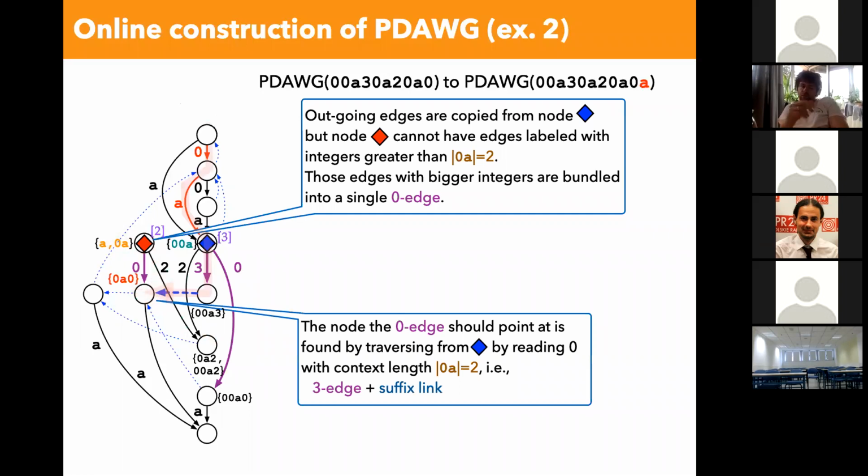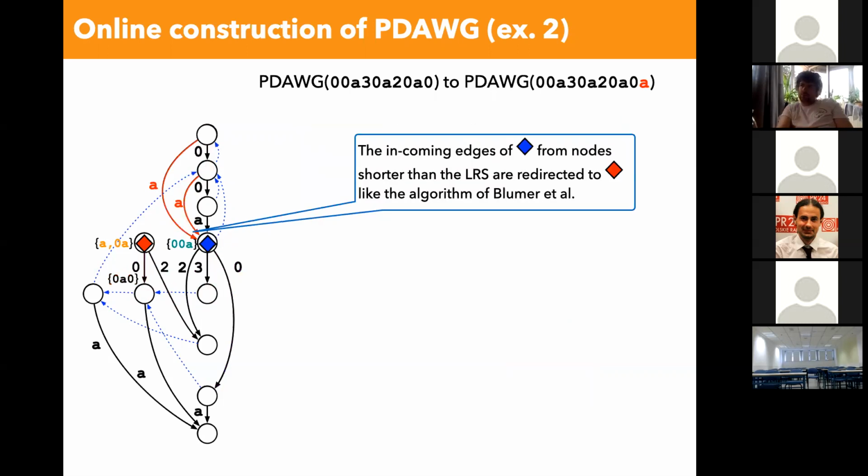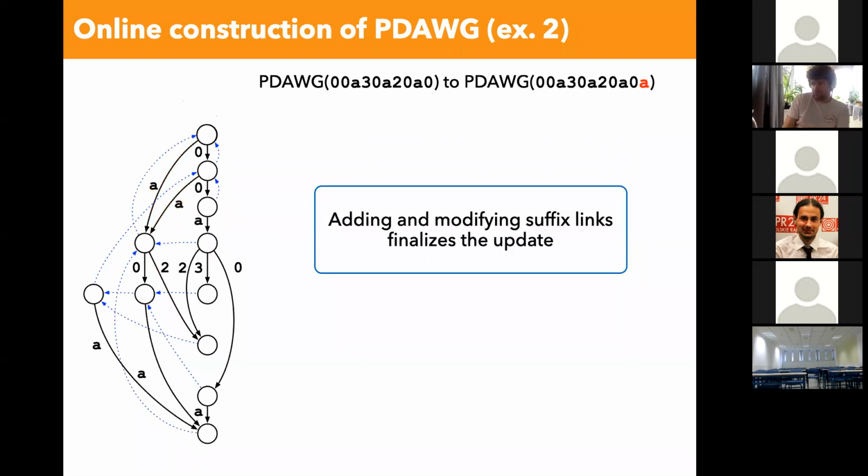Why here? Because we're reading 0 from this node under the assumption that we have an isolated range of length 2. Then, according to our matching rule, by reading 0 from here under this restriction, we reach this. So we add a 0 edge here like this. This way we decide outgoing edges, and the incoming edges are redirected from this node to this node, like in the standard algorithm by Blumer et al. for DAWG. So adding and modifying suffix links finalizes the update.